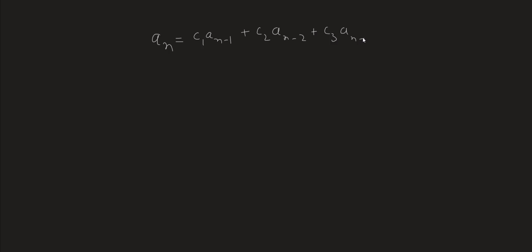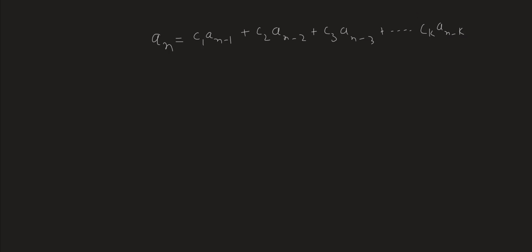Now let's try to find the solution of a linear homogeneous recurrence relation. A linear homogeneous recurrence relation can be generally represented as a_n is equal to c1 times a_(n-1) plus c2 times a_(n-2) plus c3 times a_(n-3), and so on to ck times a_(n-k).